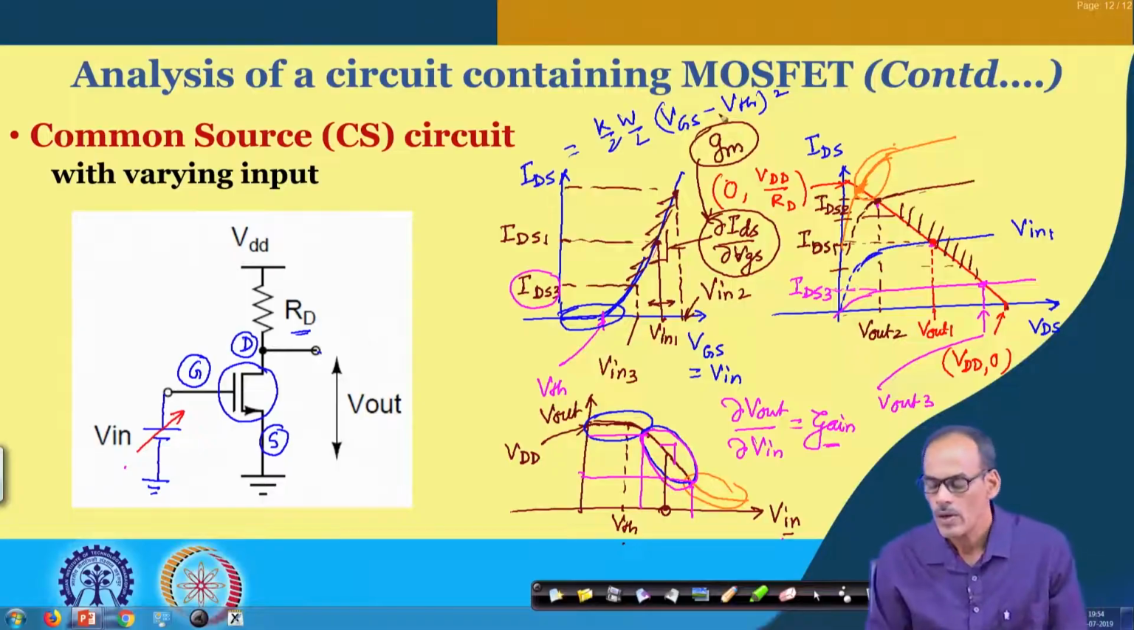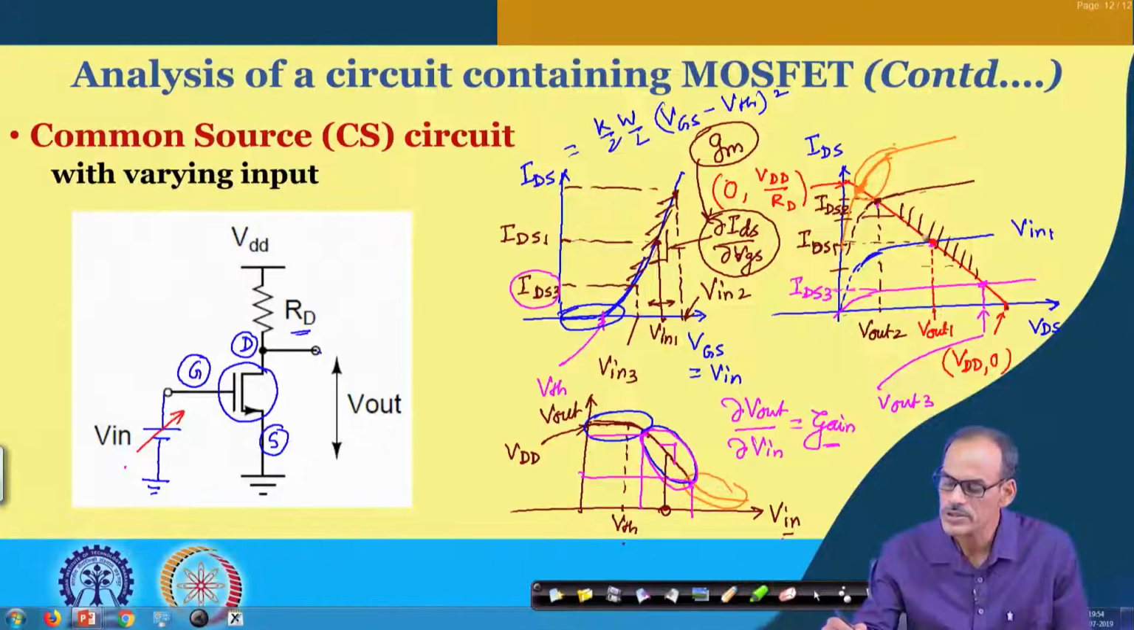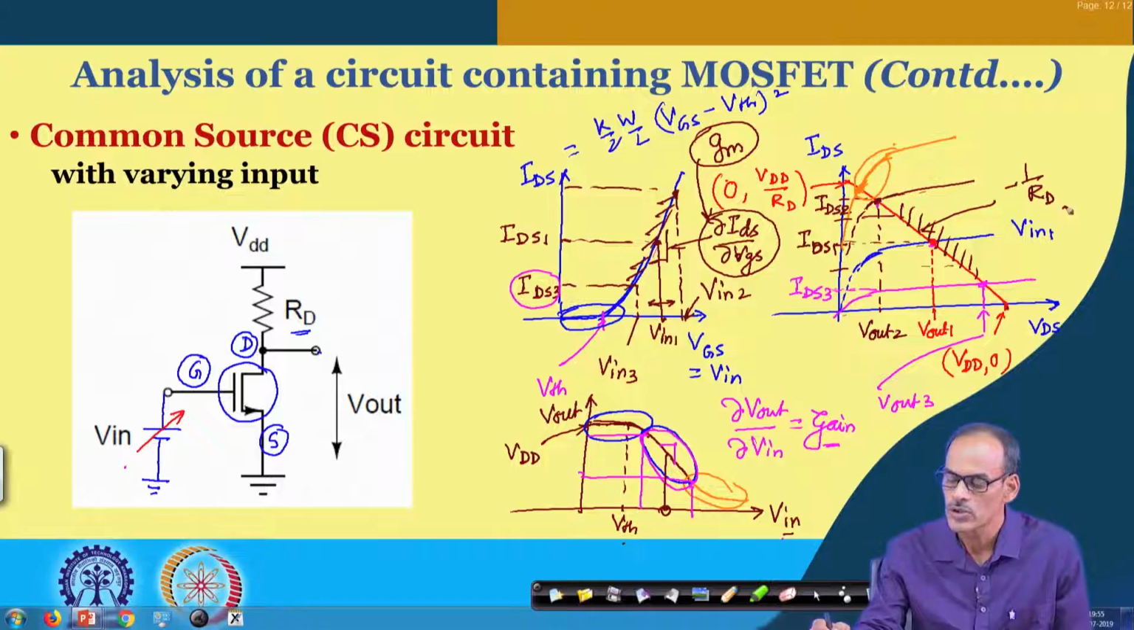transconductance. On the other hand, this slope is minus 1 by R d. So, when we say this slope, it is basically the voltage to current slope. In other words, the current to voltage transformation is basically R d. So, if I consider the slope of this line and then the inverse slope of this line, that gives us the voltage gain here. So, the gain here becomes actually GM multiplied by R d, with of course, a minus sign.